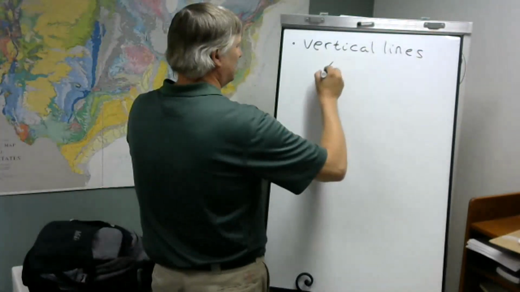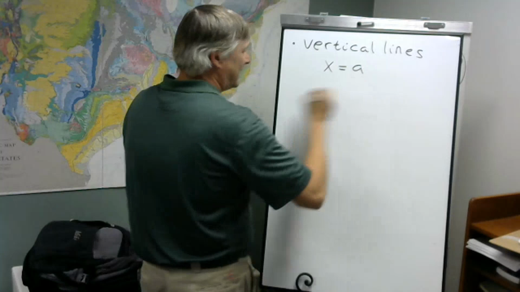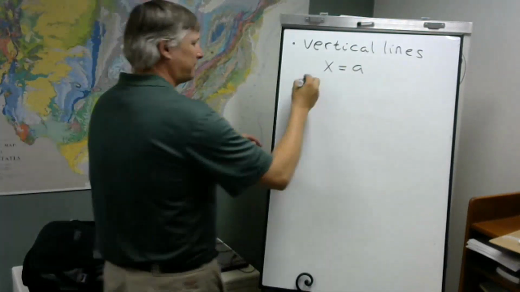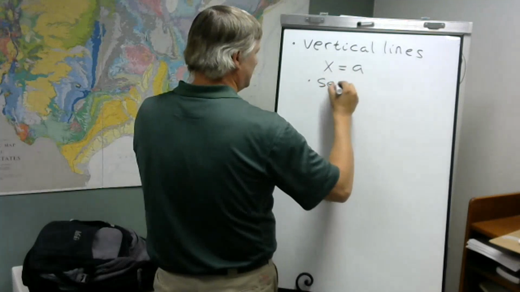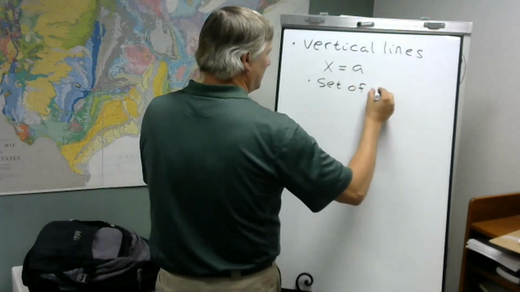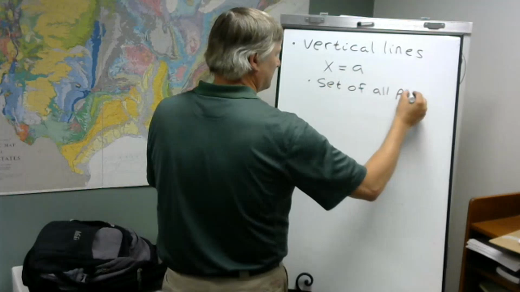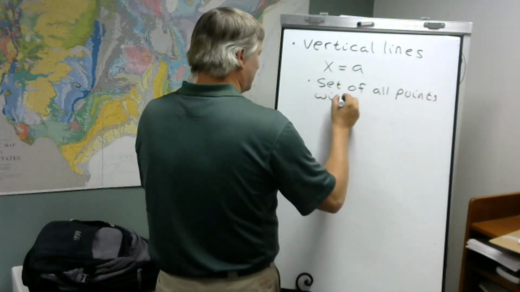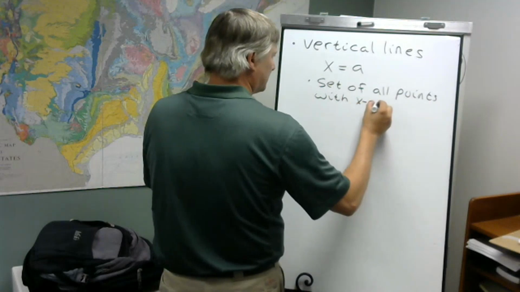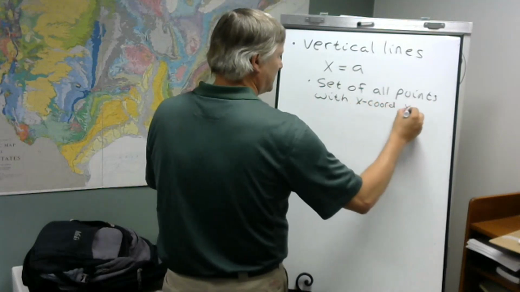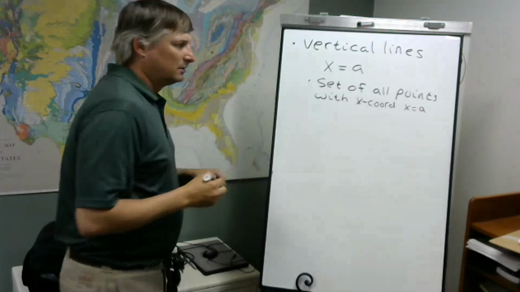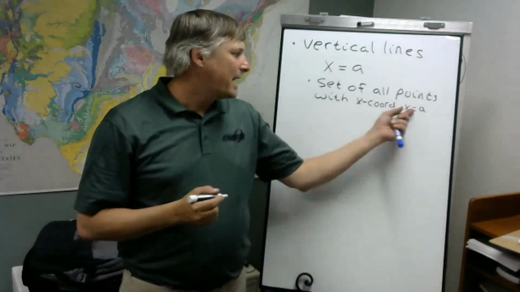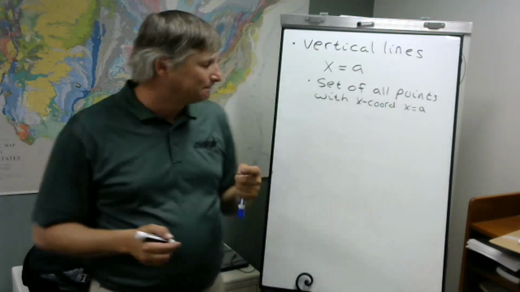these are of the form x equals a. And what this is, it's the set of all points with the x-coordinate x equals a. Now the y-coordinate can be anything. We can make it anything we want, but the x-coordinate has to be fixed at a.